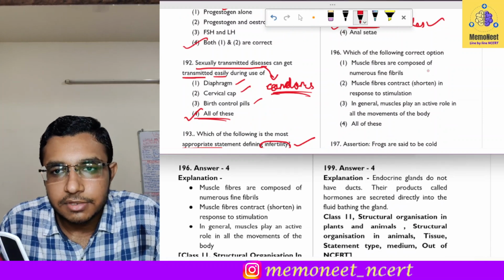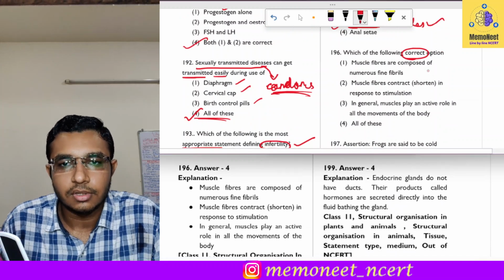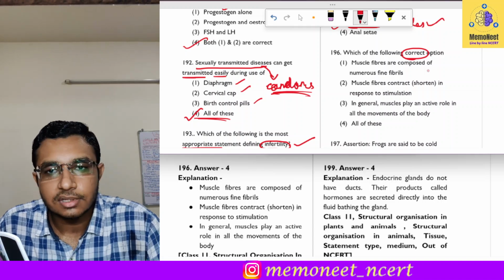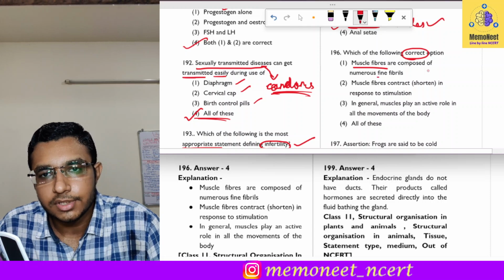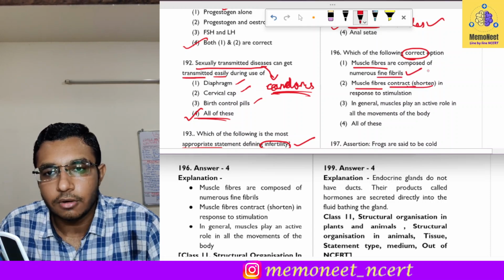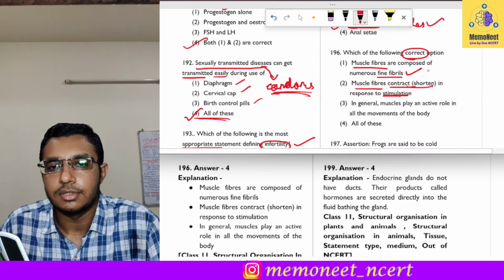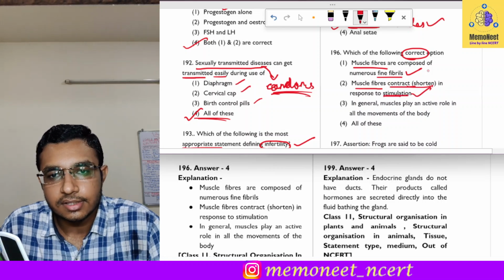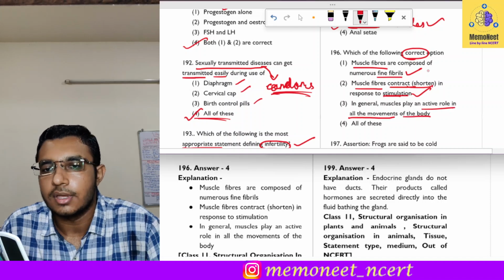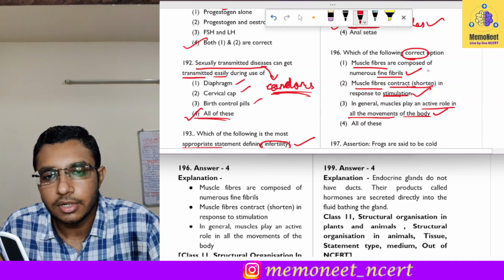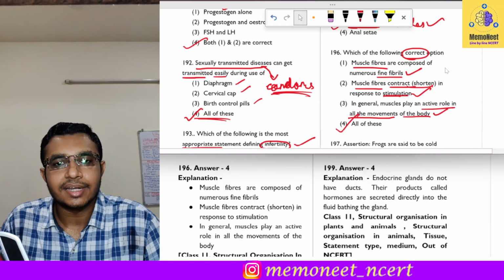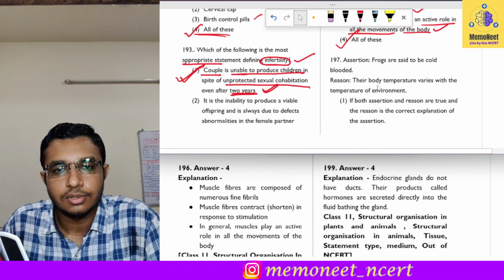It states that which of the following is a correct option. So we have to identify which of them is correct among the following. The first is the muscle fibers are composed of numerous fine fibrils, so that is correct. Second is muscle fibers contract or shorten in response to stimulation, so that is also correct. Third is, in general, the muscles play an active role in all the movements of the body. Yes, so muscles do play an active role in movements of the body, so that is also correct. So here all the statements are correct, therefore the correct answer to this question is option 4.